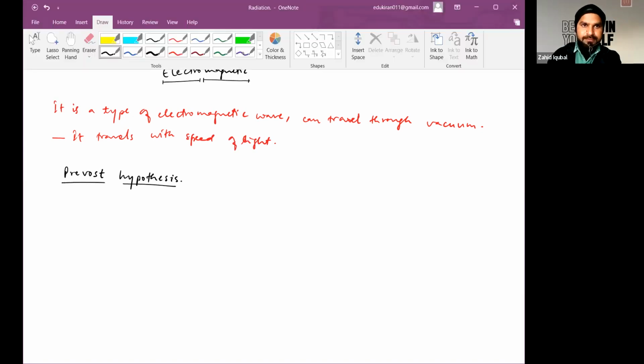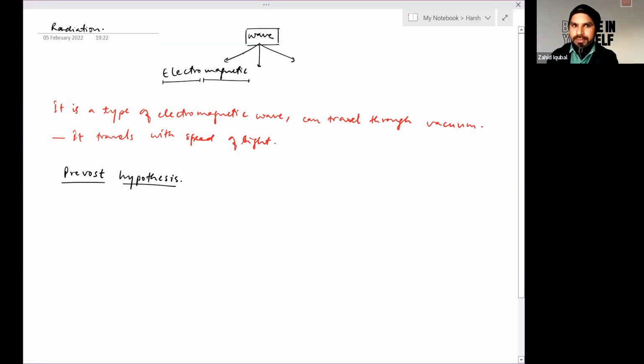According to Prevost, every object having temperature greater than 0 Kelvin has the ability to radiate as well as absorb radiation at all times. Since we human beings have a temperature of 37 degrees Celsius, converted into Kelvin it would be 310 Kelvin, which is greater than 0 Kelvin. So we can say even we radiate radiation into our surroundings at all times. Is it clear? Yes, sir.